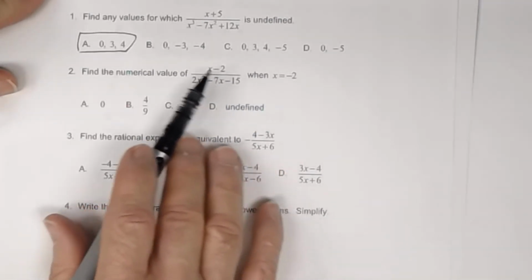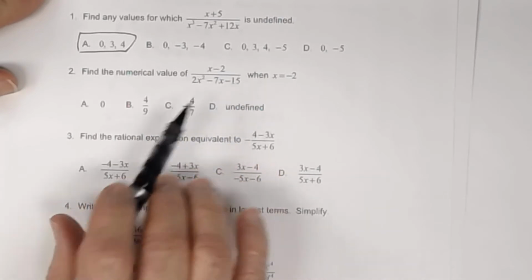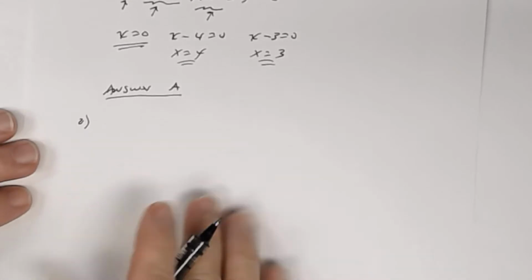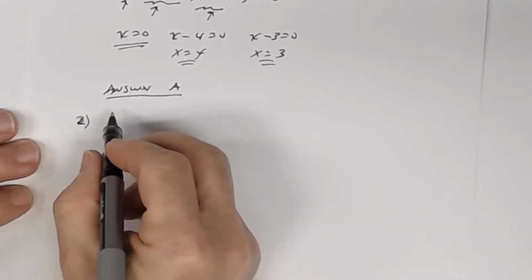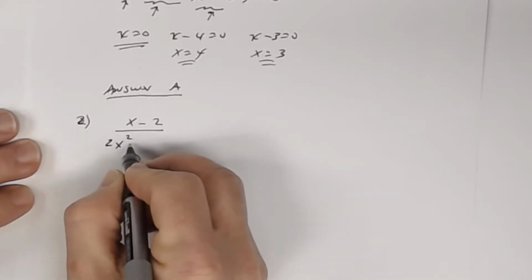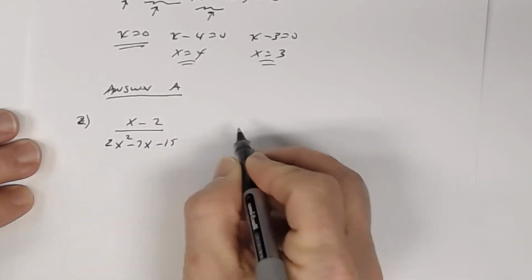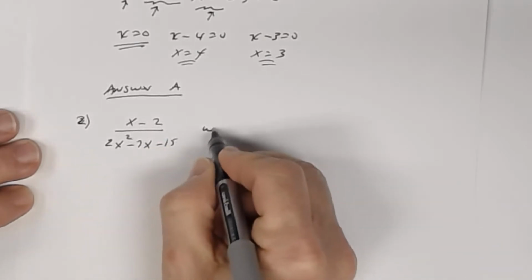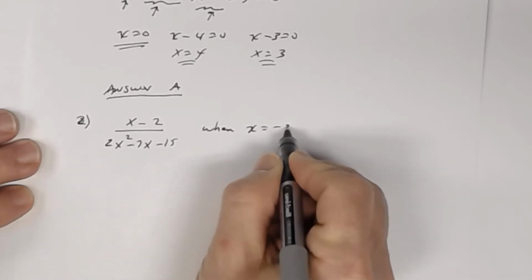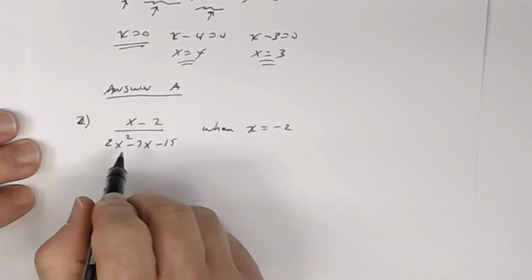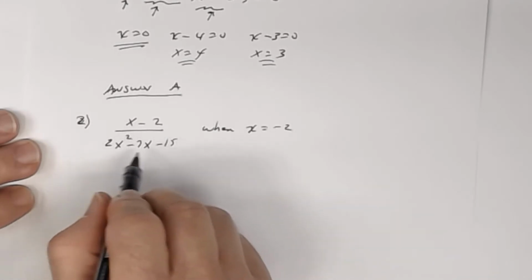Basically, where we see the variable x, you're going to substitute negative 2. I'm going to rewrite the problem. Here's number two. Our rational expression is x minus 2 divided by 2x squared minus 7x minus 15. I want to find the value of this rational expression when x equals negative 2. You have to be careful because the value of x here is negative 2, so I'm going to use parentheses in some of these substitutions.